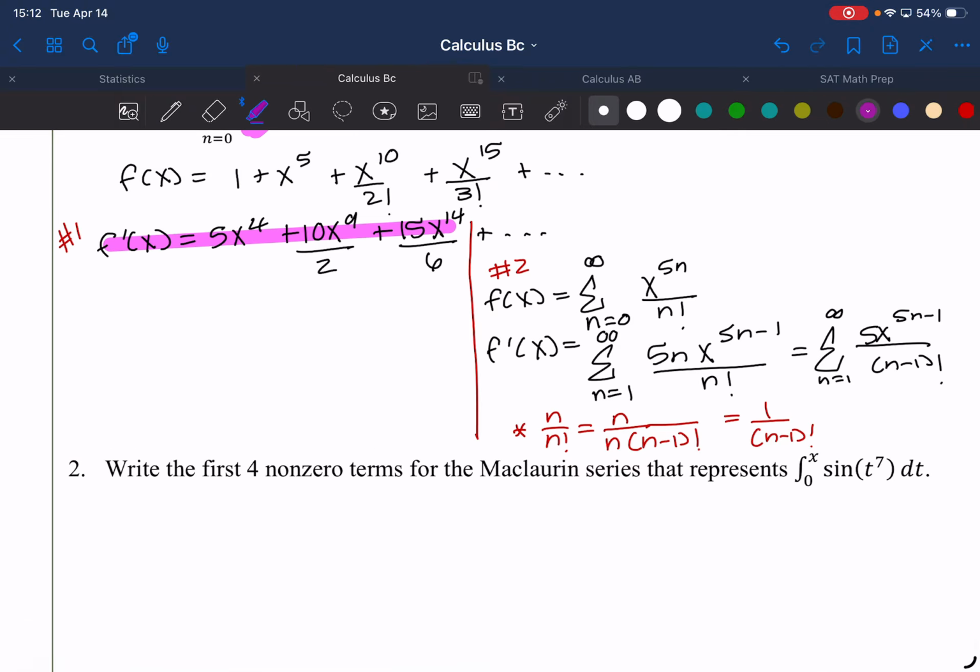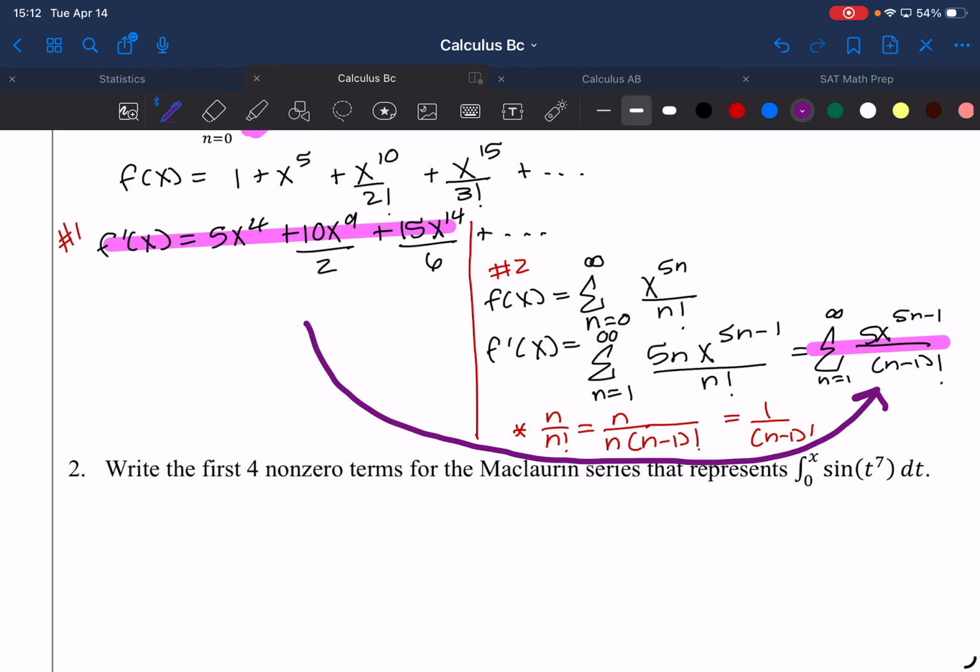This is a correct answer, and this is a correct answer. Okay. These two right here are the same thing. One is just the expanded version. Okay. Which one is more exact, though?